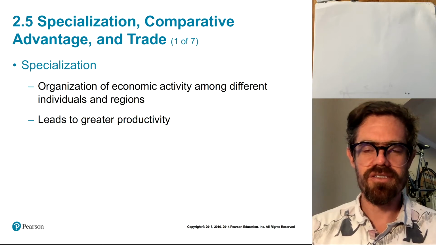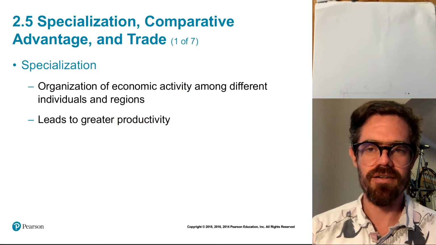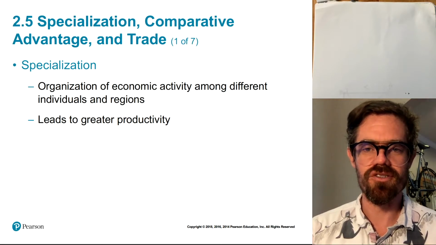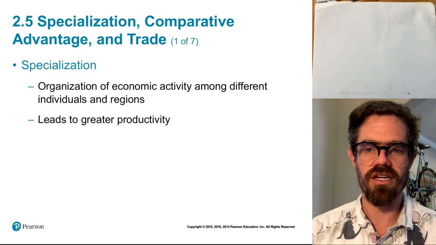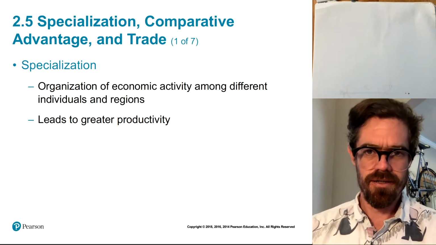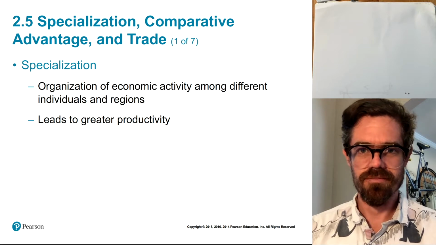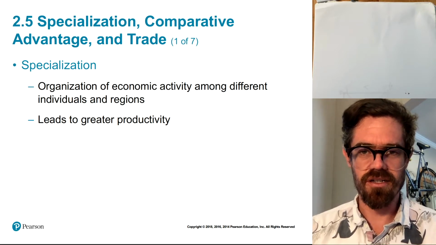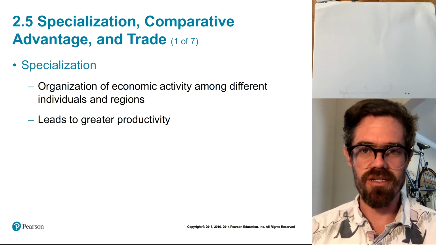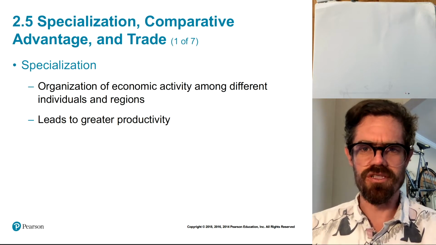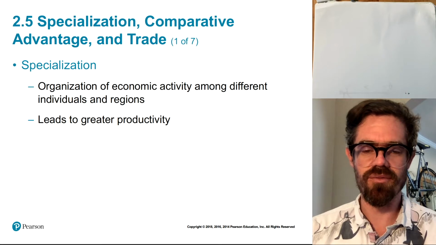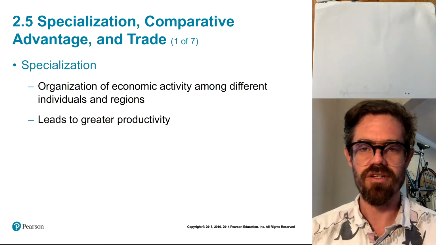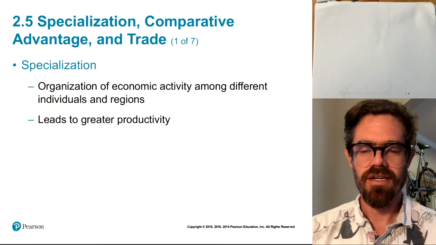All right, so this is the final section of Chapter 2, Section 5, and we are going to conclude this chapter with a discussion of specialization, comparative advantage, and trade. So this will be sort of another extension of the model we've learned with the PPC, and we'll see how we can use this model to talk about specialization and trade and why that's an important aspect of growing economies.